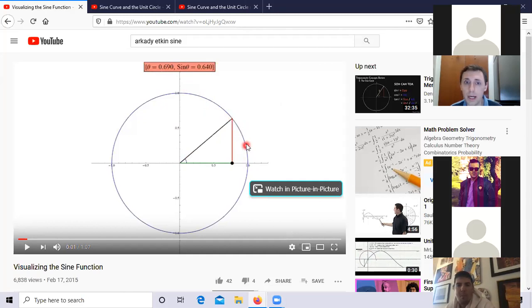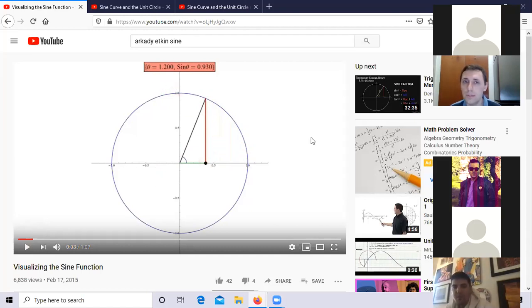When will this red line be longest? Its longest value will be 1, yes? When will that happen? What should be the angle? Here. I'm getting there. You see, I'm lifting and the red line is getting longer. What should theta be equal to for this to be equal to the biggest value it can, 1?